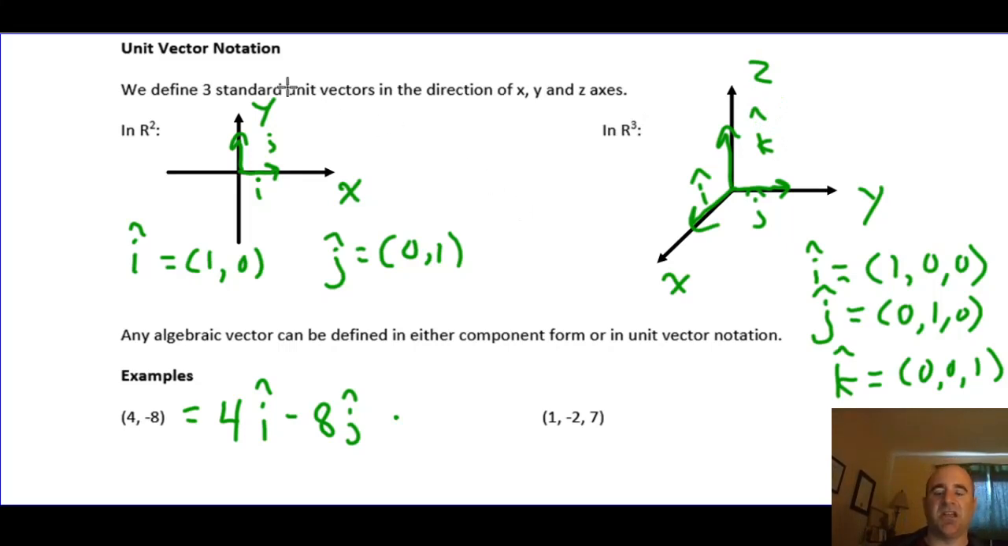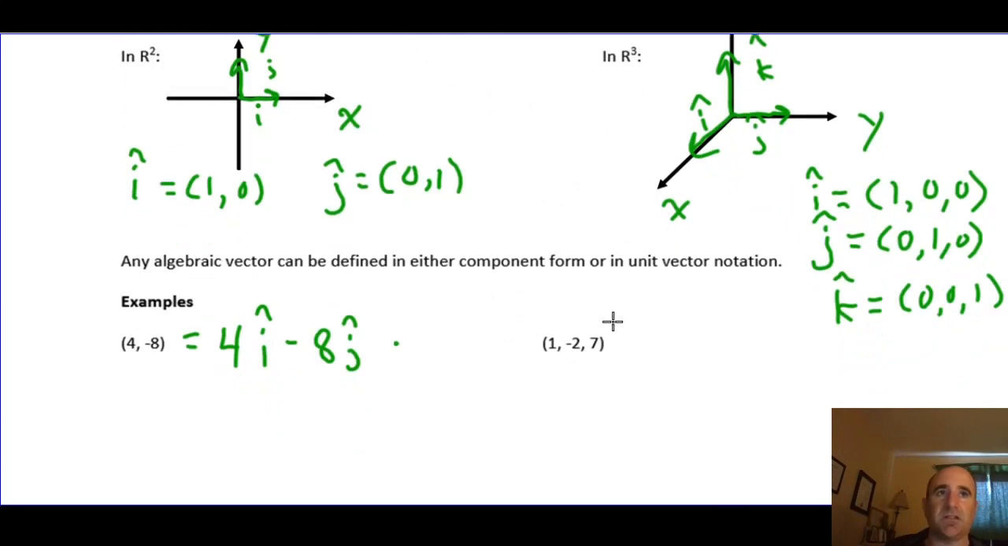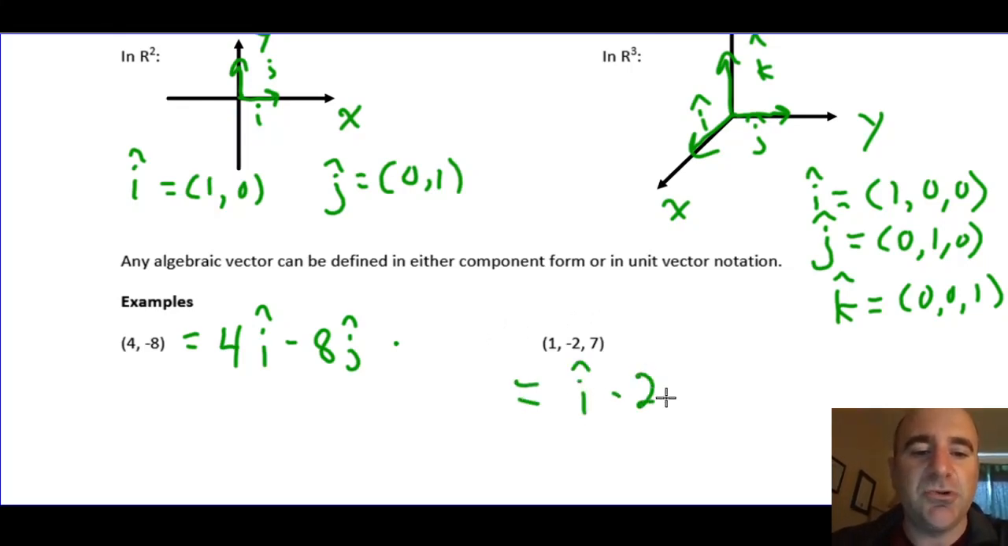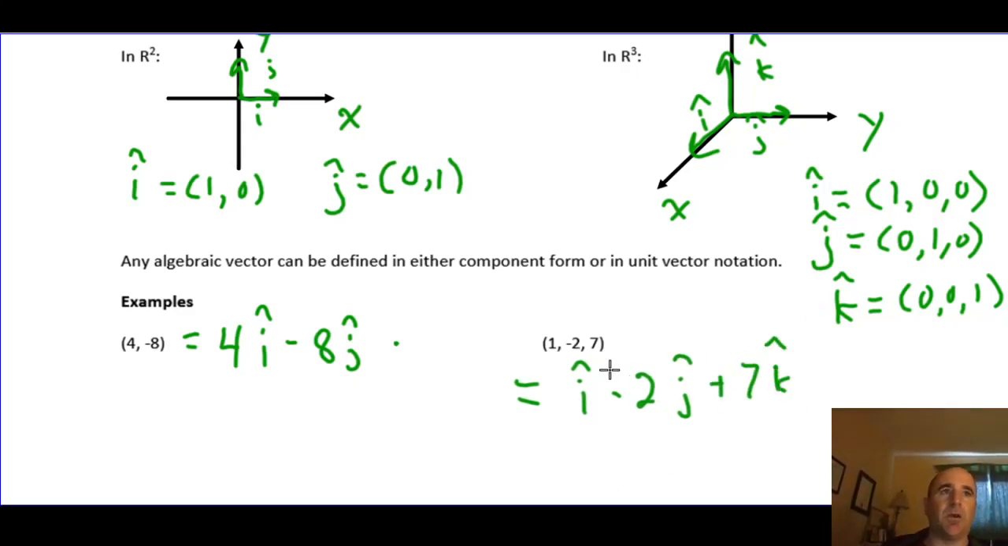So these are called the standard unit vectors, or sometimes the standard basis vectors. We'll get into that a little bit later. So any vector that's expressed in terms of its components like this can also be expressed in terms of i, j, and k. So this would be the same as the vector i minus 2j plus 7k. So if you see a vector in this form right here, you can always change it to the other form if you want. It doesn't matter.